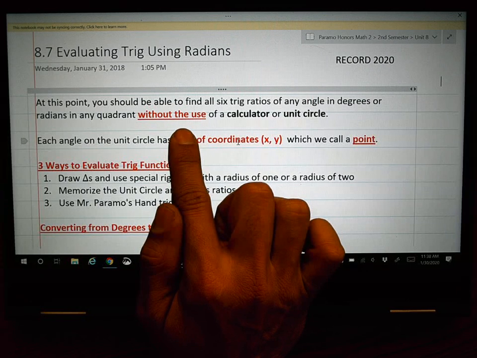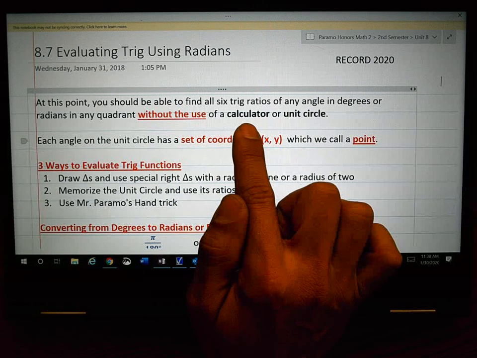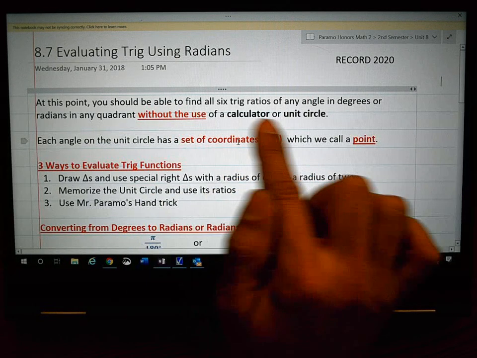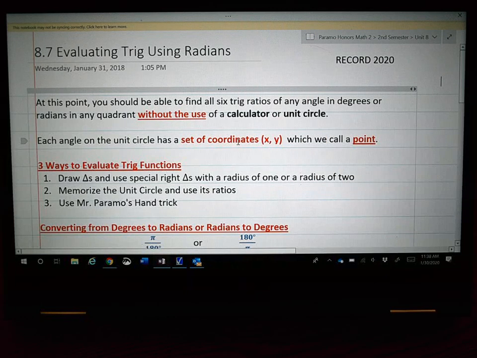Your test is without the use of a calculator. Your test is without the use of a unit circle. And as we said before during the warm-up or during homework checking, you can draw your own unit circle when you get to the test. You just have to make sure it doesn't take you the whole amount of time. If it's taking you longer than 3 minutes to draw a unit circle, I would not recommend it. I would just recommend memorizing it or memorize the hand trick.